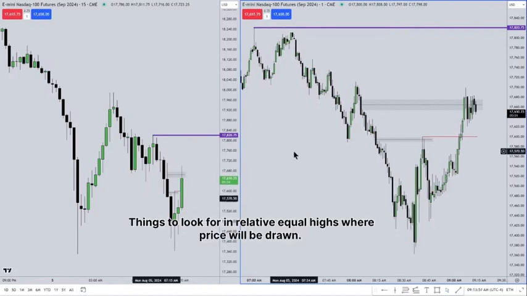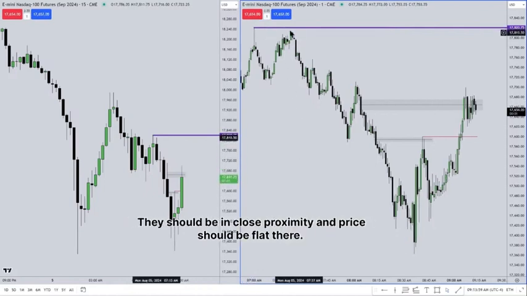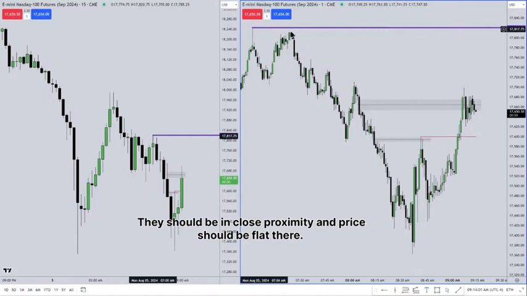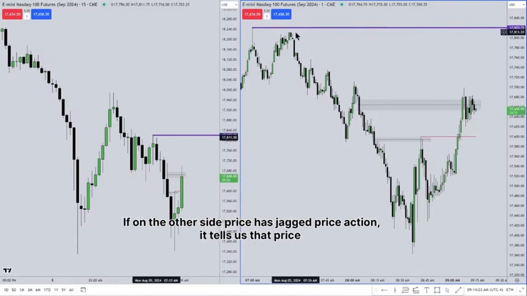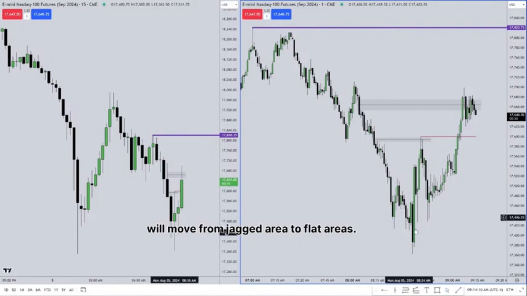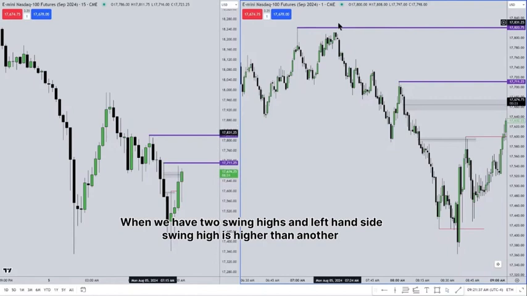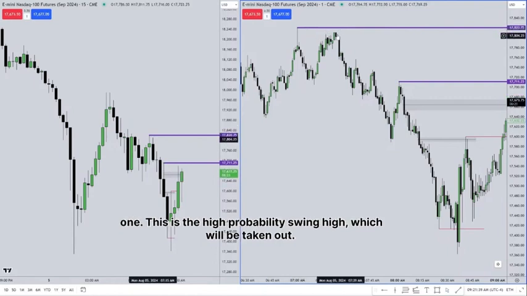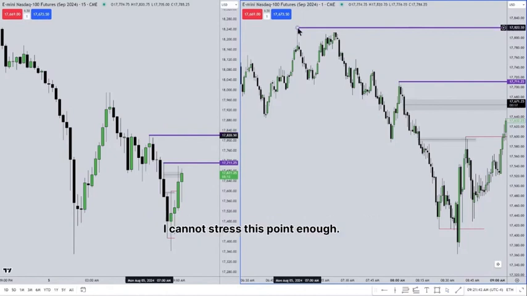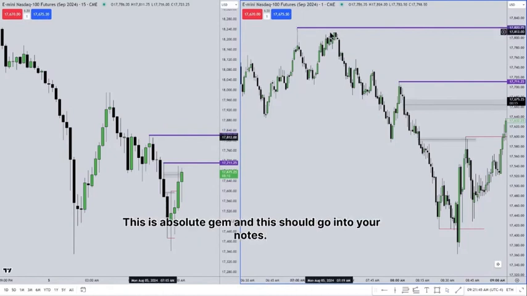Things to look for in relative equal highs where price will be drawn: they should be in close proximity and price should be flat there. If on the other side price has jagged price action, it tells us that price will move from the jagged area to flat areas. Why should we trust the price will take these relative equal swing highs? When we have 2 swing highs and the left-hand side swing high is higher than the other one, this is the high probability swing high, which will be taken out. I cannot stress this point enough. This is an absolute gem, and this should go into your notes.